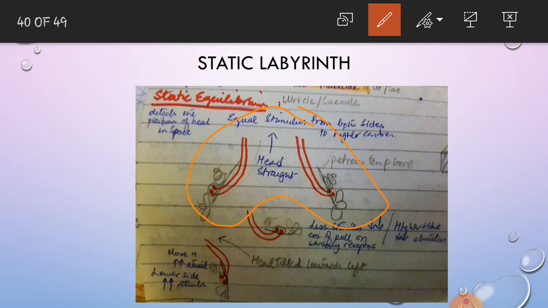Now, if the head is tilted either to one side or forwards and backwards, like in this diagram, then the number of stimuli passing up to the higher centers is greater from the side which is lower and lesser from the side that is higher, because of the pull on the sensory organ. This difference of stimuli on both sides determines the position of the head in space at rest.